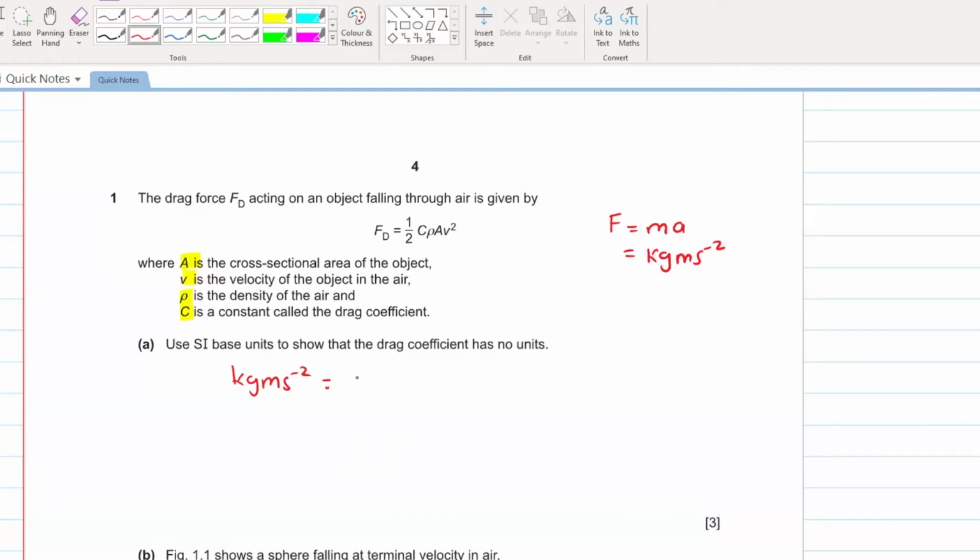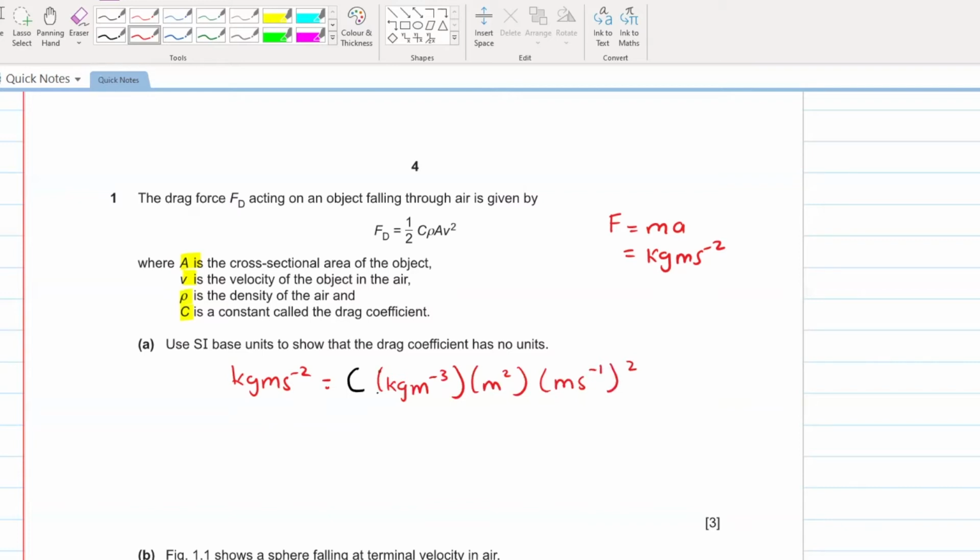Then we have this drag coefficient C. Let's write it capital C like this. Then we have density, that is kg m^-3. Then we have area, which has units of meter squared. Then we have velocity. What will be the units of velocity? m s^-1, whole squared.